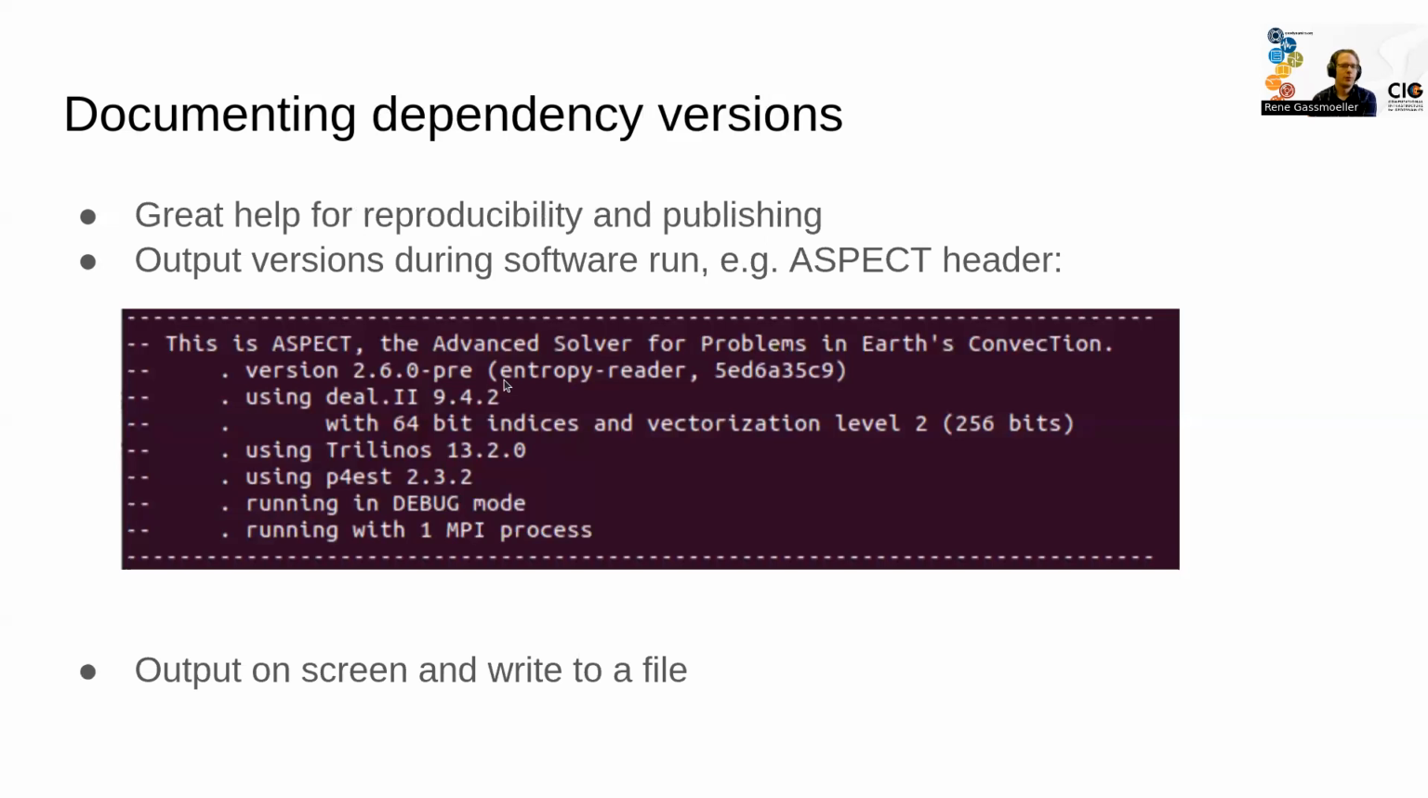This is great for reproducibility because you know exactly which version was used for every model, and also for publishing this data in regular scientific publications, because more and more journals require you to document which version of the code you used when you ran it. And if it depends on the dependencies, theoretically, you also have to document which version of the dependencies did you use. It's always useful to not only output this on screen, but also to write it into an output file so that it stays available even if you run a lot of different models and even if you don't keep your screen output.